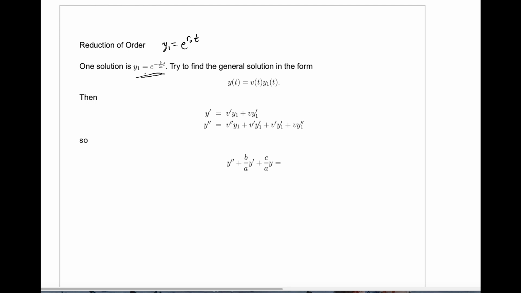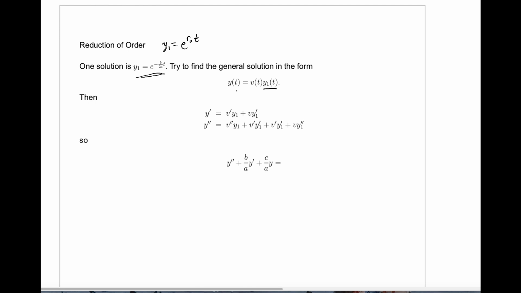The following is a very common technique to find the general solution. Once we know a single solution, y1 of t, we ask, how can we find the general solution as some function of t times that one solution? You'll note that if this function of t were just constant, we would just have our one solution to begin with. But if we get non-constant things here for the function v of t, then we'll have other solutions. And we know already that we should expect to have one more independent solution.